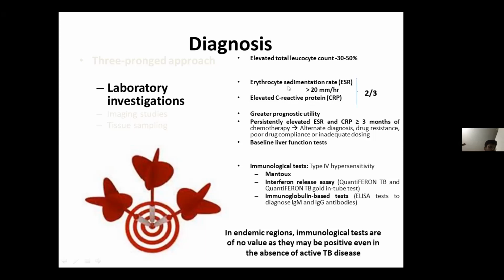Both these investigations have a greater prognostic utility rather than just diagnosis. It has been quite evident that any patient with a persistently elevated ESR and CRP beyond 3 months of chemotherapy should raise a bell in our minds regarding an alternate diagnosis or a drug-resistant tuberculosis, or whether the patient is compliant, or whether the dosing is adequate for the patient's weight.